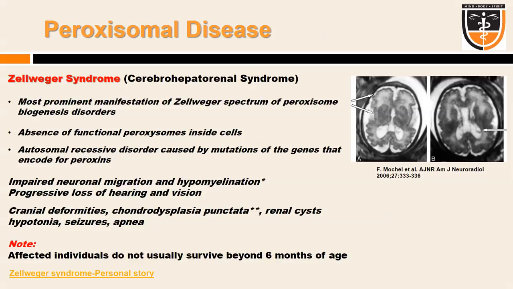So these individuals will not have functional peroxisomes inside the cells. It is actually an autosomal recessive disorder caused by mutations of the genes that encode for peroxins. Peroxins are proteins that form peroxisomes. Okay? So these individuals cannot form peroxisomes. They will have impaired neuronal migration. They will have hypomyelination. They will not produce myelin appropriately.